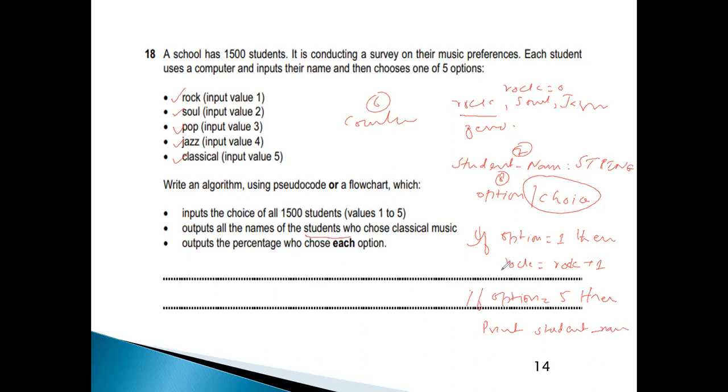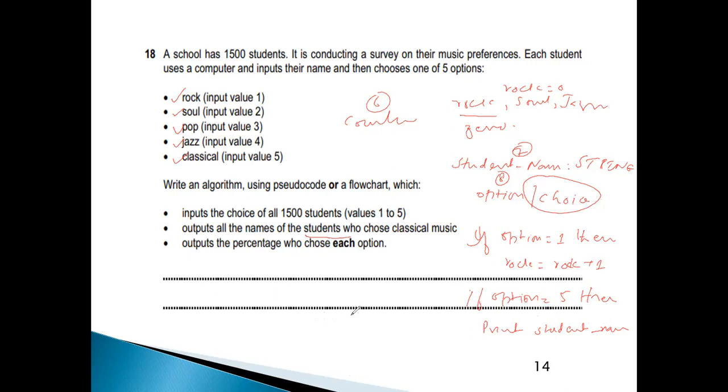And before that also you have to mention option 5. Actually, option 5 you have to mention two times. First one is for totaling and second one for name. So if option equals five, then read or print student name. All options I've done. Then you do next counter. Okay, good.